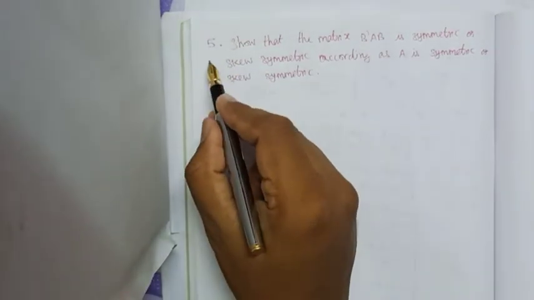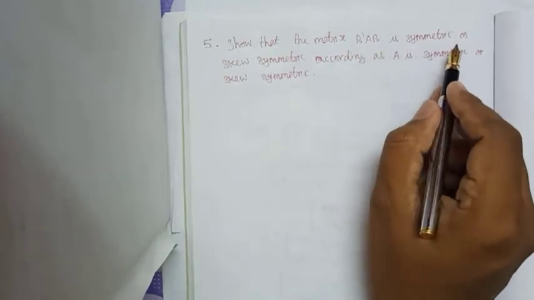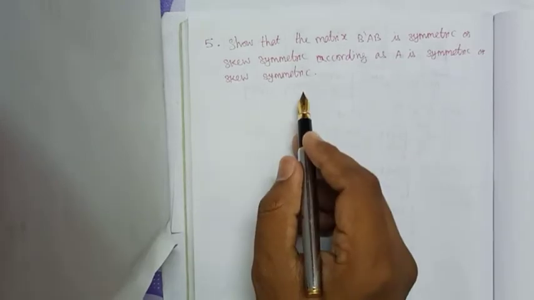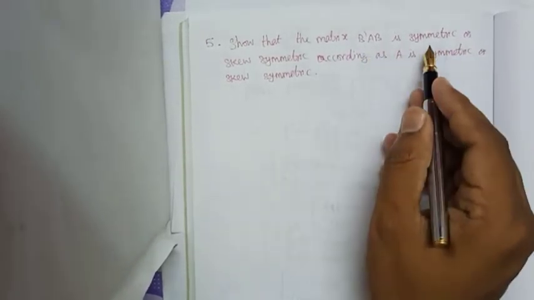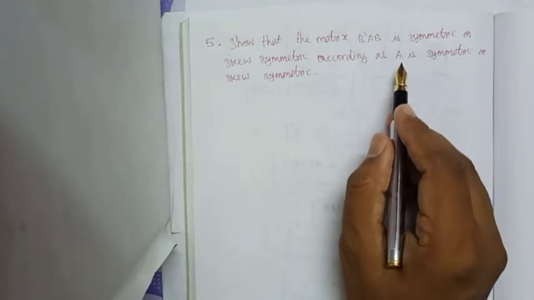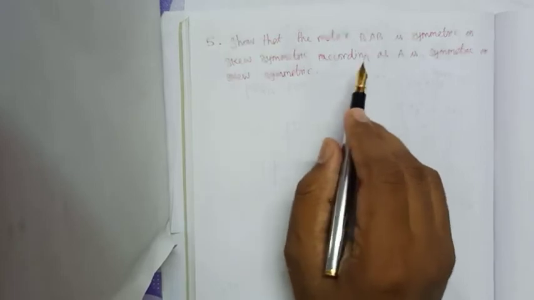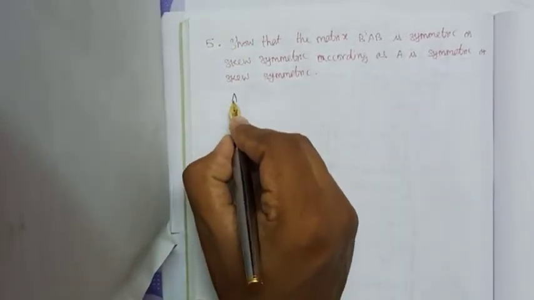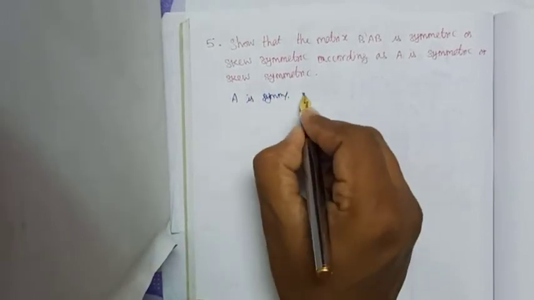Here we see question number 5. Show that the matrix B transpose AB is symmetric or skew symmetric according as A is symmetric or skew symmetric. Here, A is symmetric matrix means B transpose AB is symmetric. At the same time, A is skew symmetric means this matrix is also skew symmetric. This is then prove the result. So first we consider A is symmetric. A is symmetric matrix.